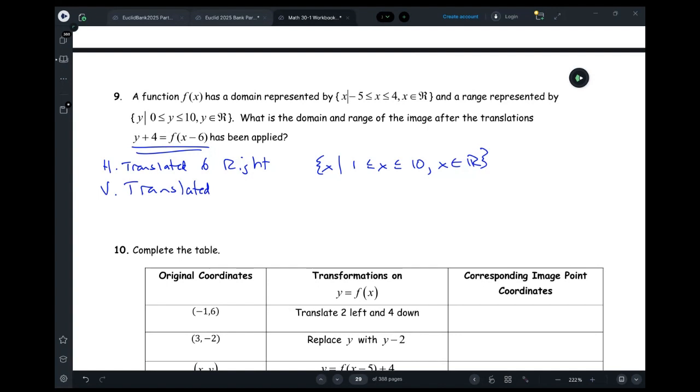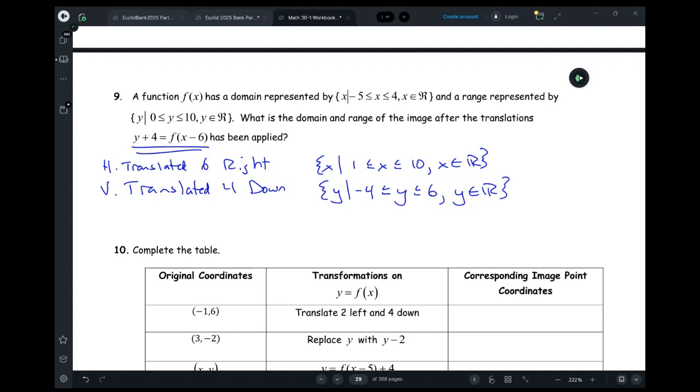And I've replaced y with y plus 4, so it's going to be 4 down when I bring that 4 over. So everything's going to shift down. So the new range is going to be the set of y coordinates. And I'm going to go down 4 from 0. So 0 minus 4 is going to be negative 4. And 10 minus 4 is going to be 6. And again, where y is an element of the reals.